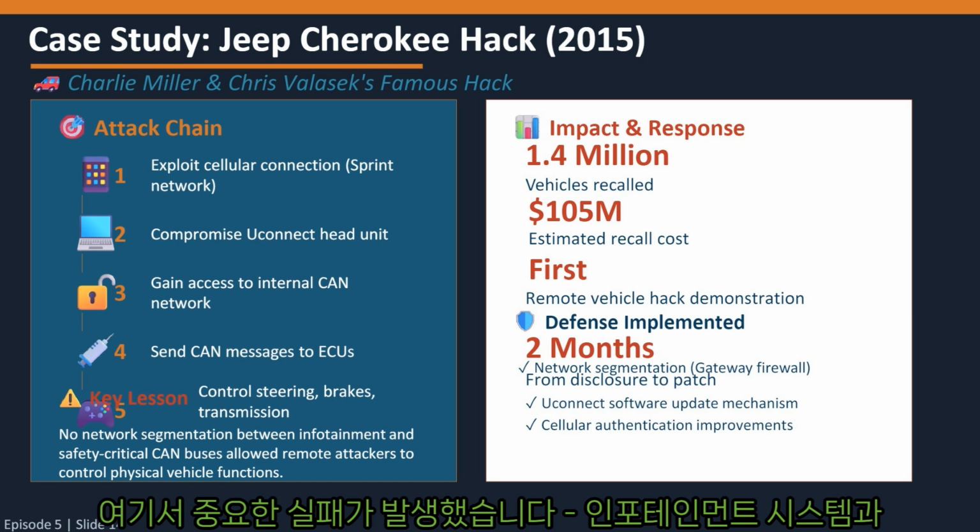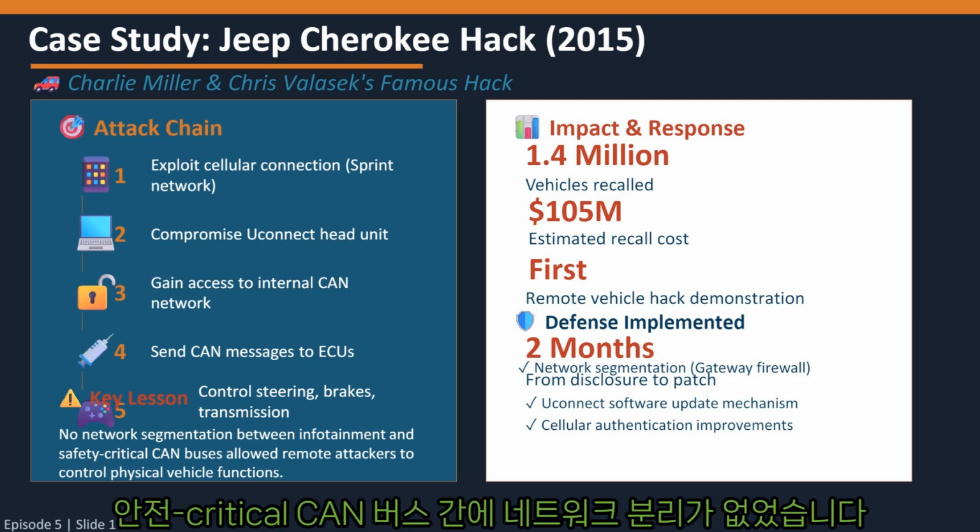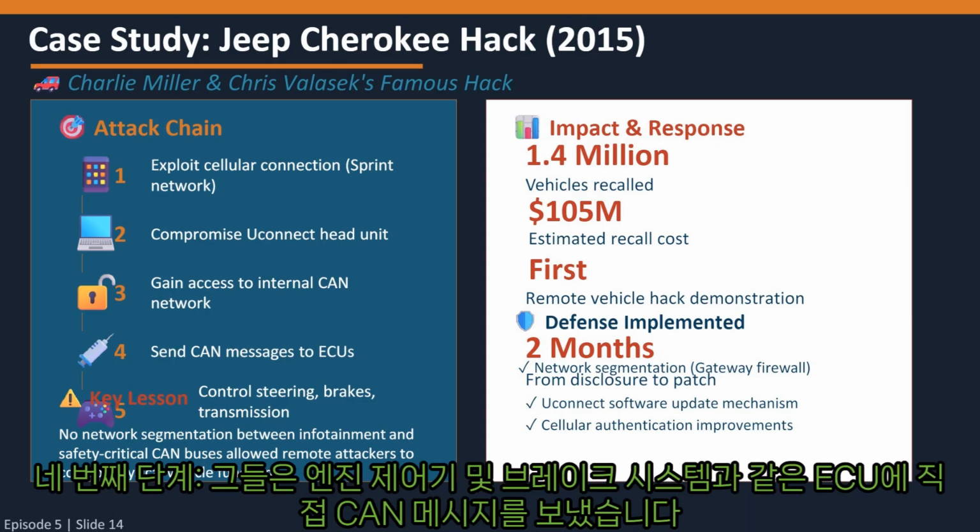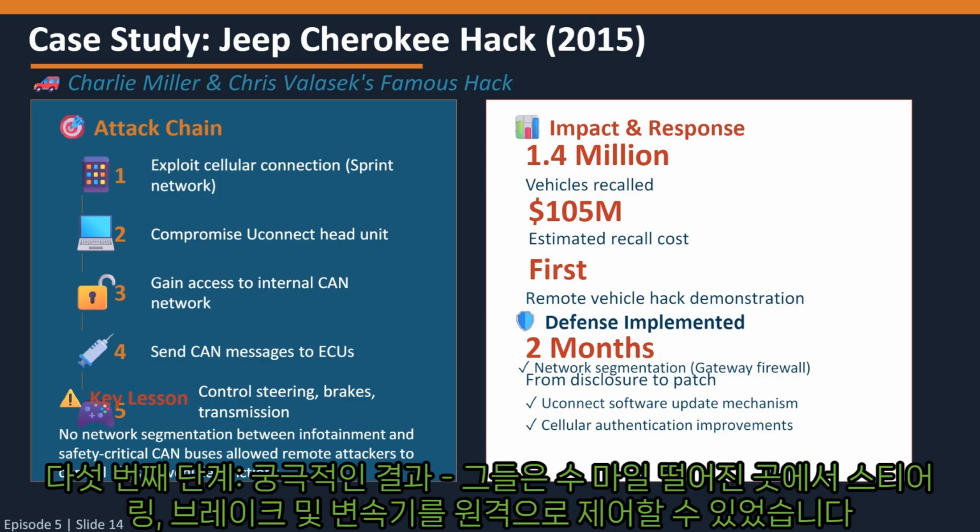Step 3. They gained access to the internal CAN network. Here's the critical failure. There was no network segmentation between the infotainment system and the safety-critical CAN buses. Step 4. They sent CAN messages directly to ECUs like the engine controller and brake system. Step 5. The ultimate result, they could control steering, brakes, and transmission remotely from miles away.